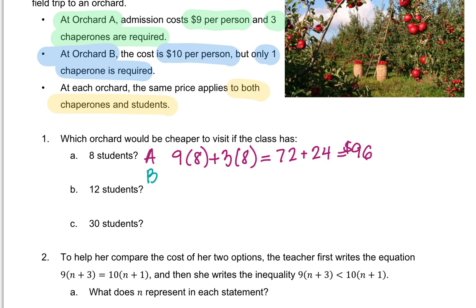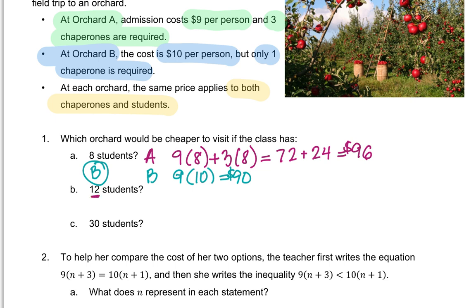$10 per person, but only 1 chaperone is required. So that's only 9 people total. So 9 times $10 is $90. So for 8 students, B would be the better option because it is cheaper.